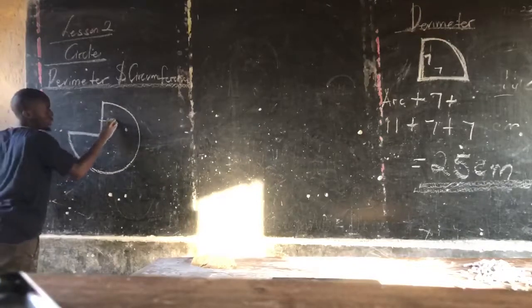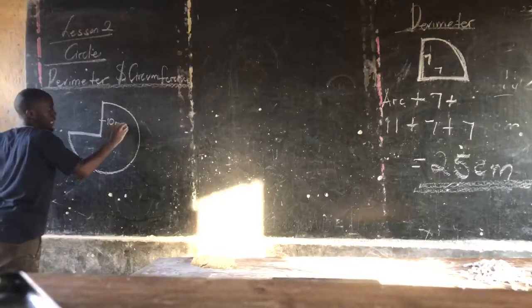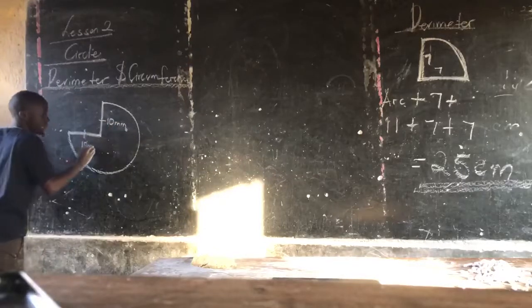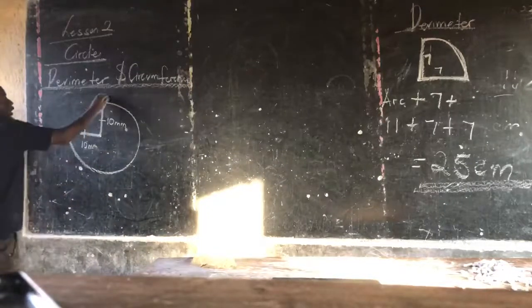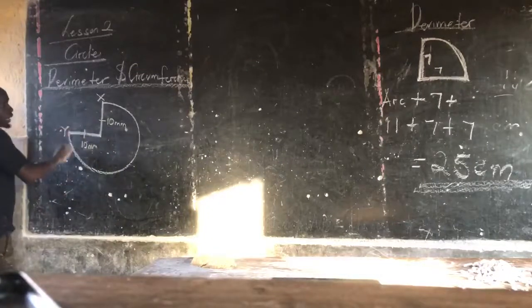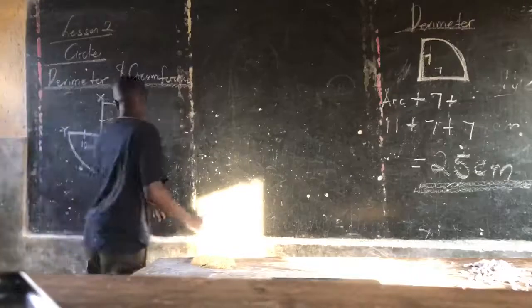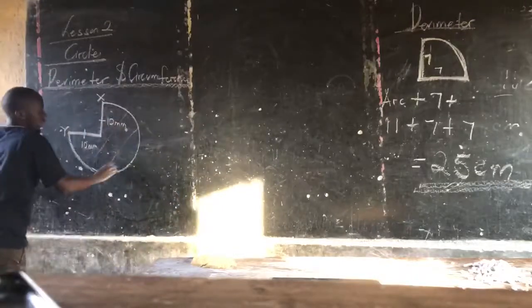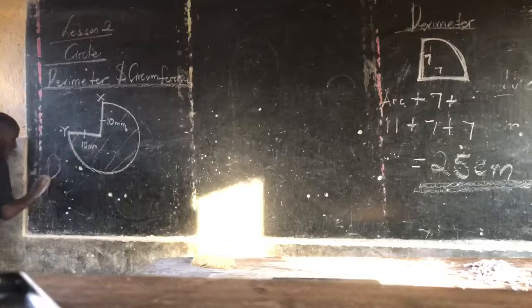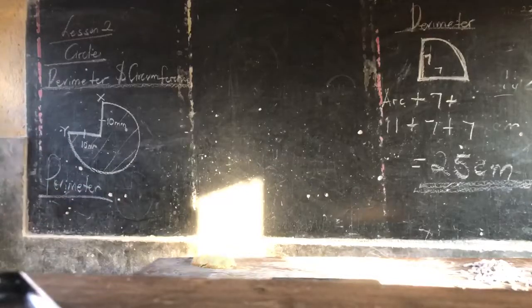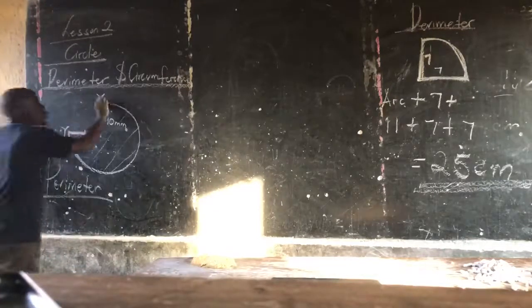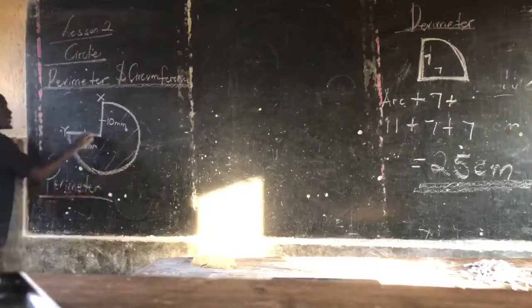Let me call this one 10 millimeters. Let me call this one X and this one Y. Let me get the perimeter. Calculate the perimeter of the figure. Perimeter is the total distance around the figure.